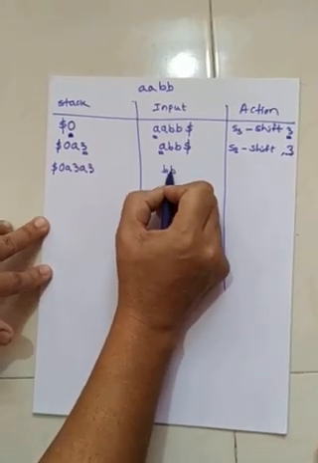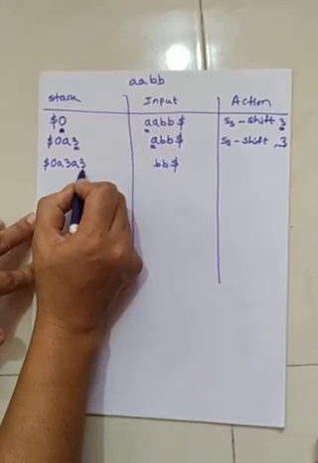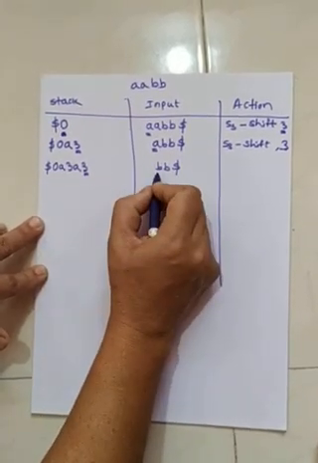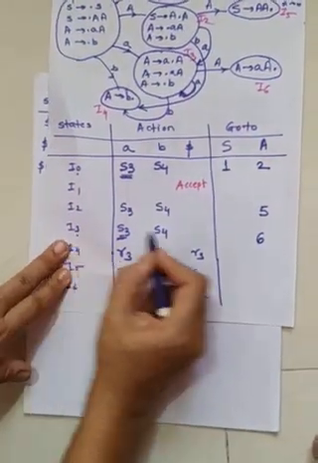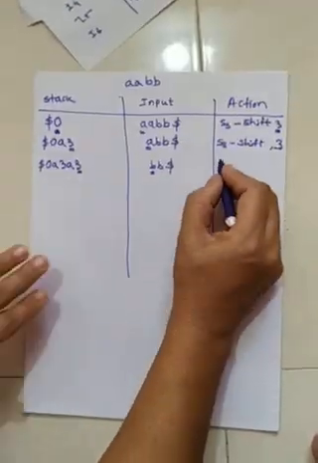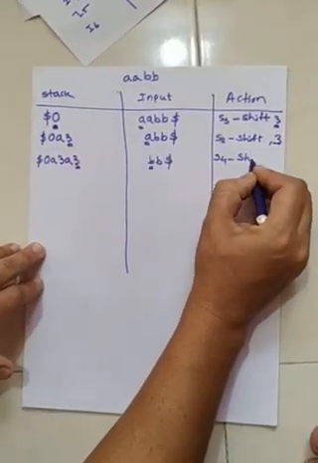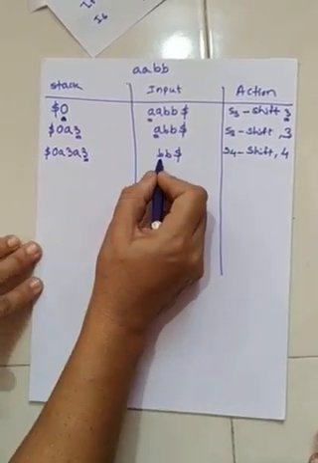This B and B as it is. Now next we have to compare state 3 and terminal B. So again we check state 3, terminal B. S4 is there. So again S4 means shift action and go to state 4. So we have to shift this B.